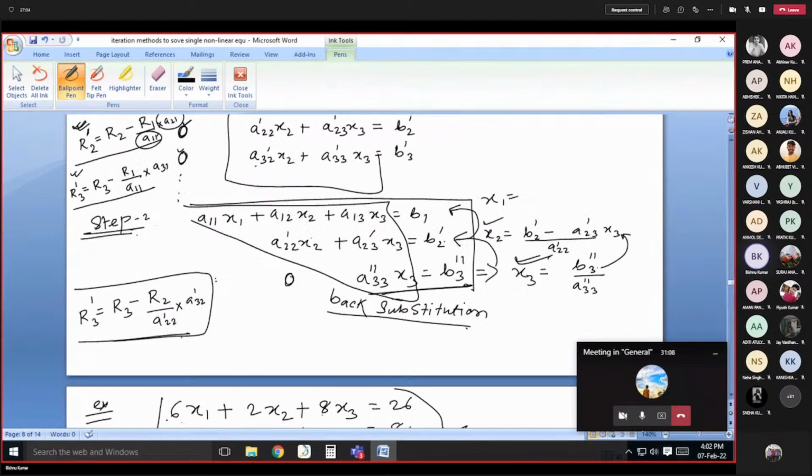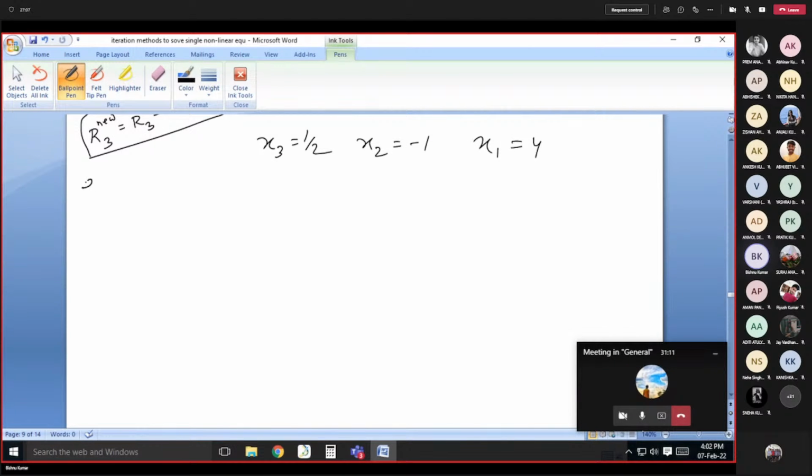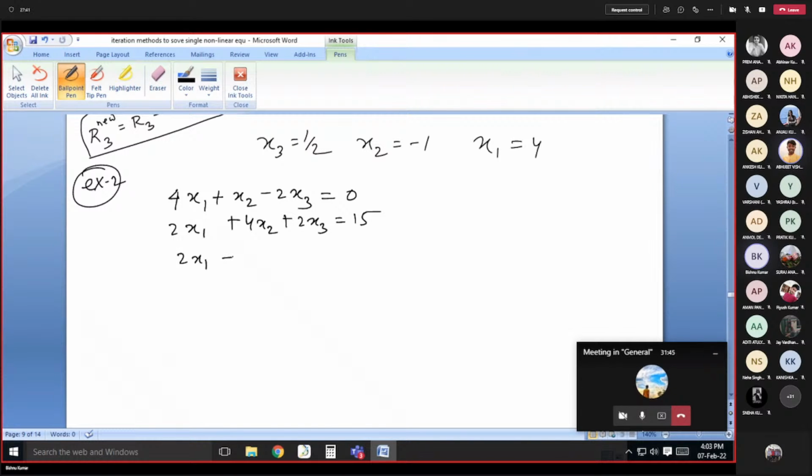For clarity of that technique, you just try to solve it theoretically. Can you solve this problem or not? What did I give you in the program? In the program I gave you 4x1 plus x2 minus 2x3 equals 0. 2x1 plus 4x2 plus 2x3 equals 15. Have you seen the question? Yes sir. Same question I gave there.